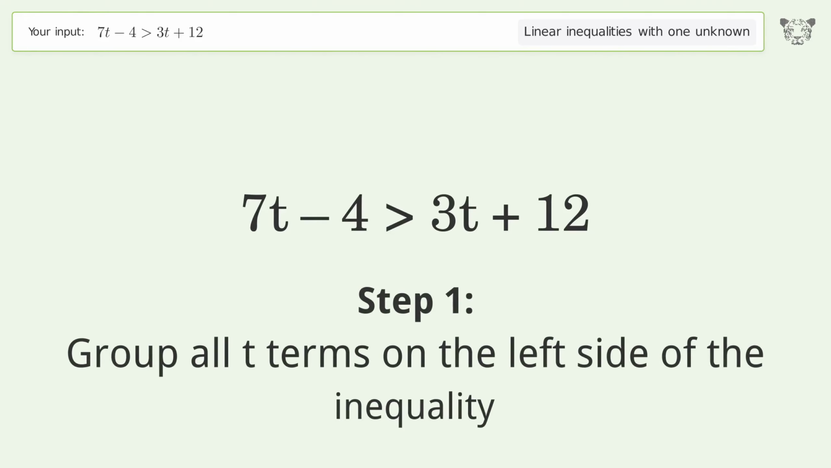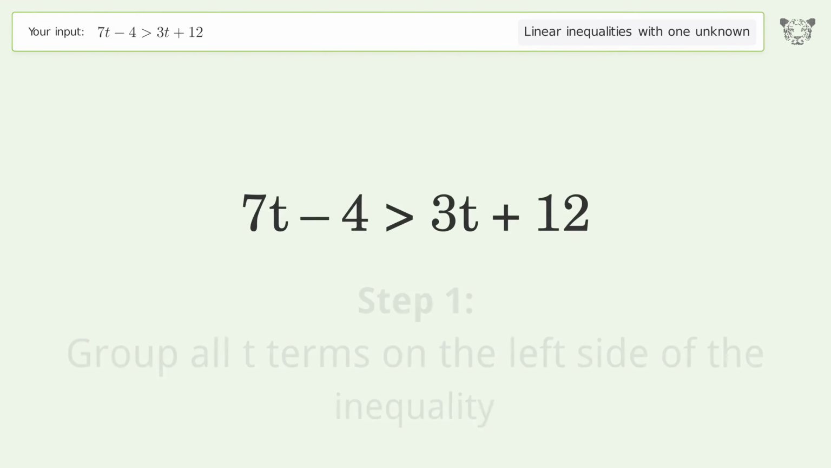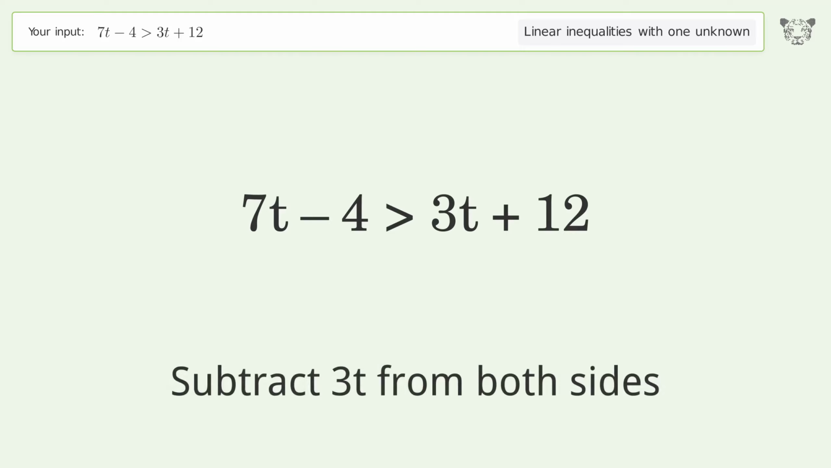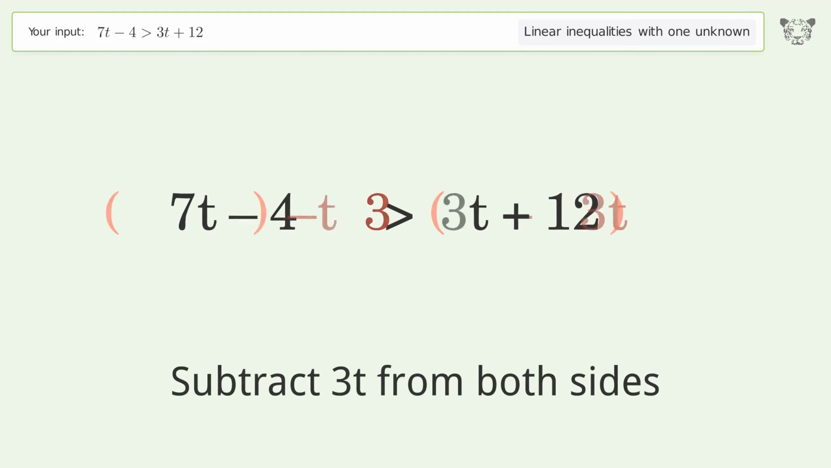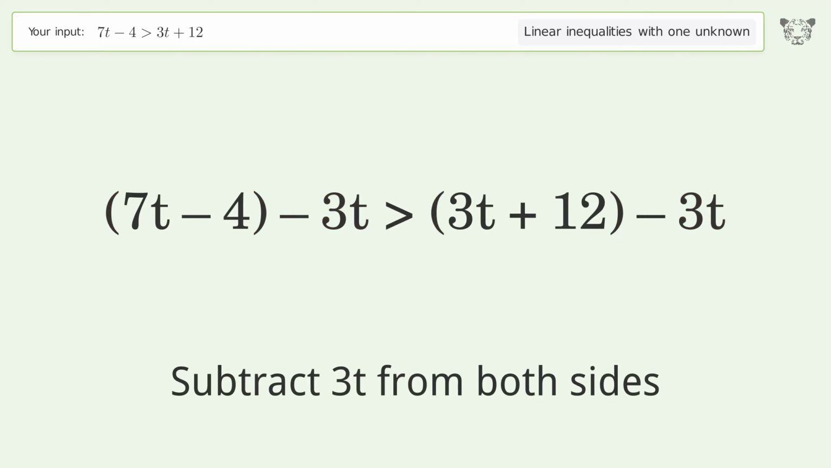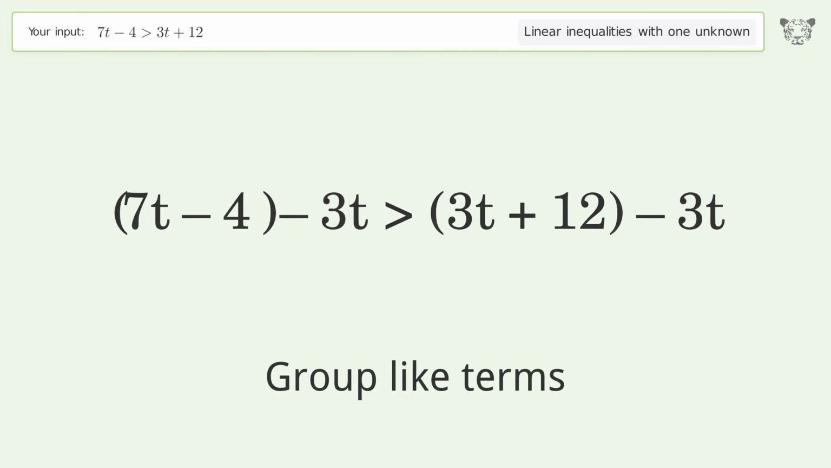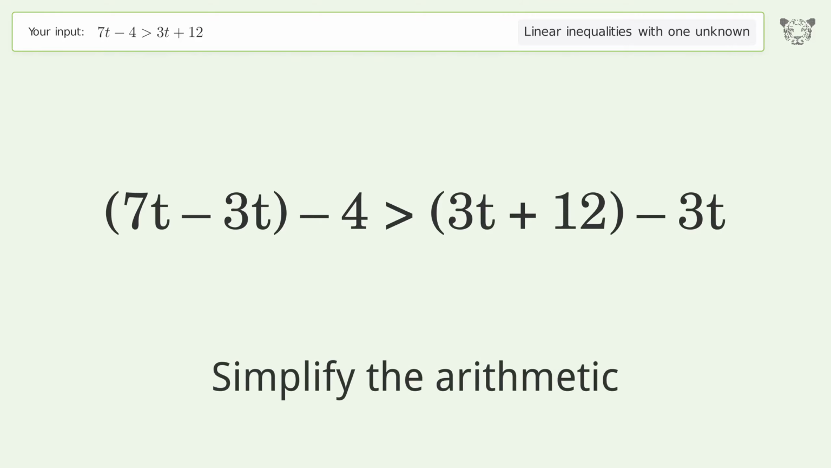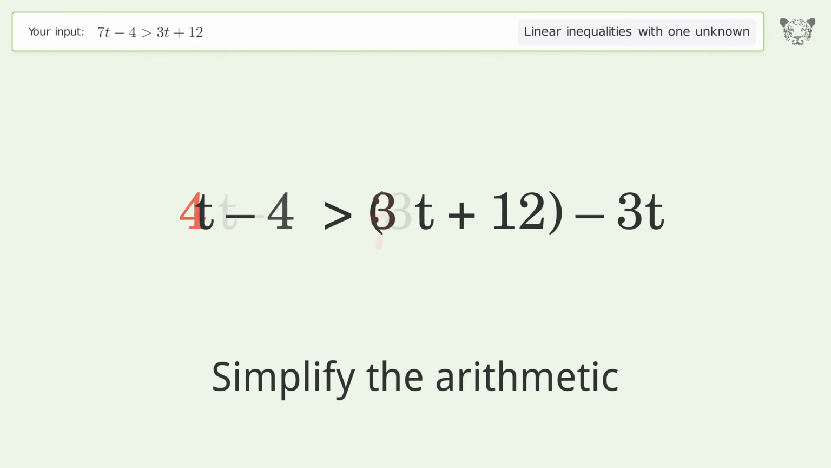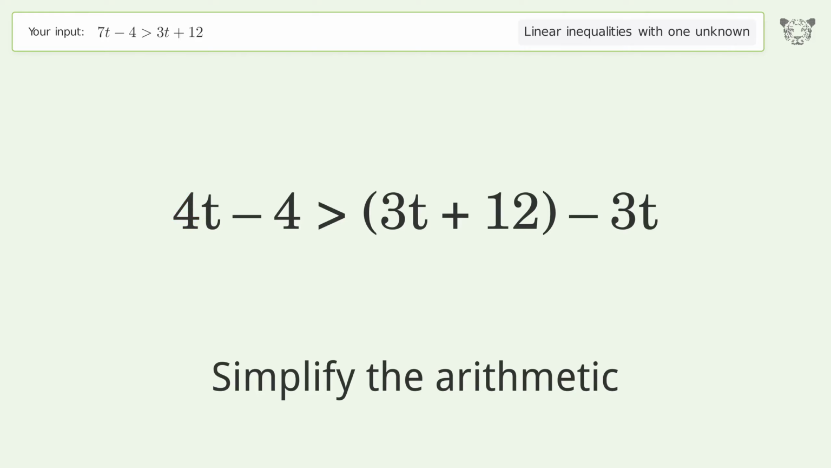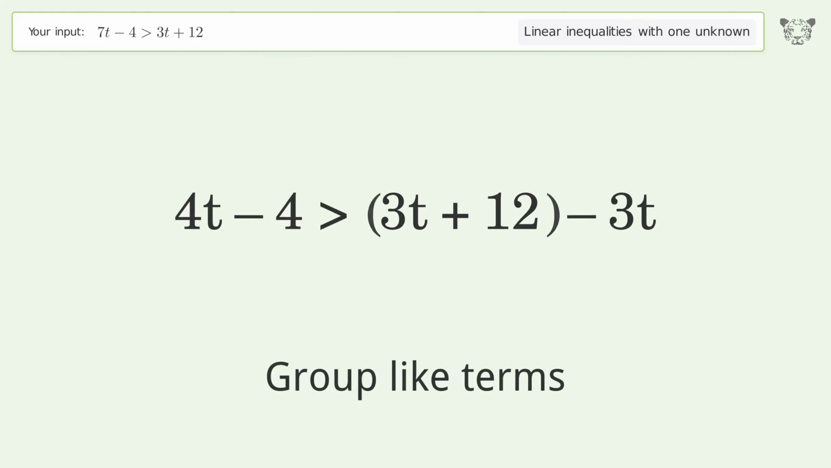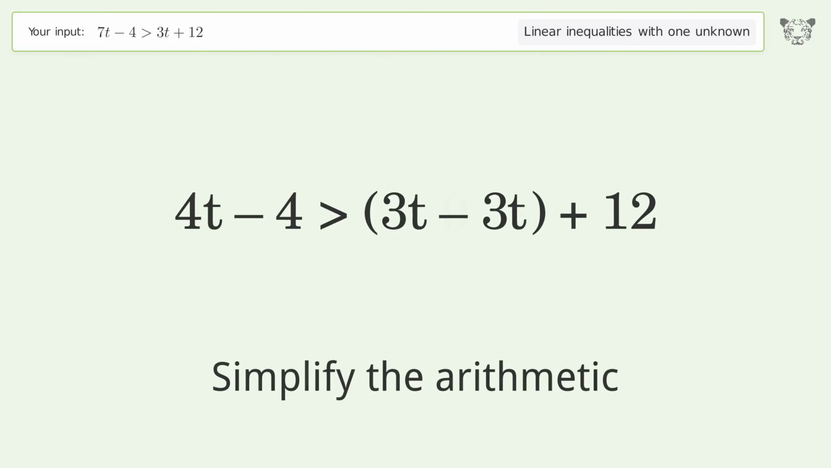Group all t terms on the left side of the inequality. Subtract 3t from both sides. Group like terms. Simplify the arithmetic. Group like terms. Simplify the arithmetic.